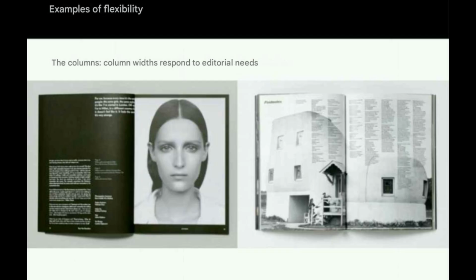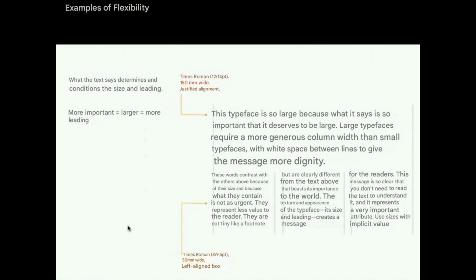In this example, column widths respond directly to editorial needs. On the right-hand spread, the 5 narrow columns are used for secondary information, such as a glossary, copy resources, or footnotes. As a rule of thumb, the nature of the content determines the hierarchy, size, and leading. The more important the text, the larger the size and the more generous the leading.